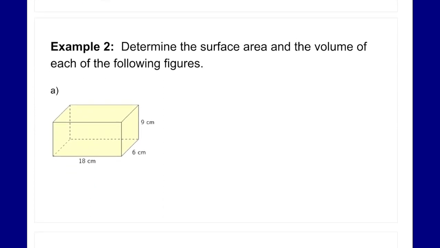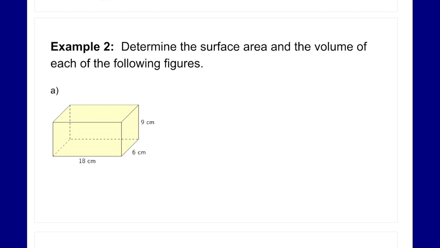Example 2. Now we're going to start to look at determining the surface area and volume for each of the following figures. Right, so surface area and volume are similar to perimeter and area, so to speak, but instead of 2-dimensional shapes, we're now looking at 3-dimensional shapes.